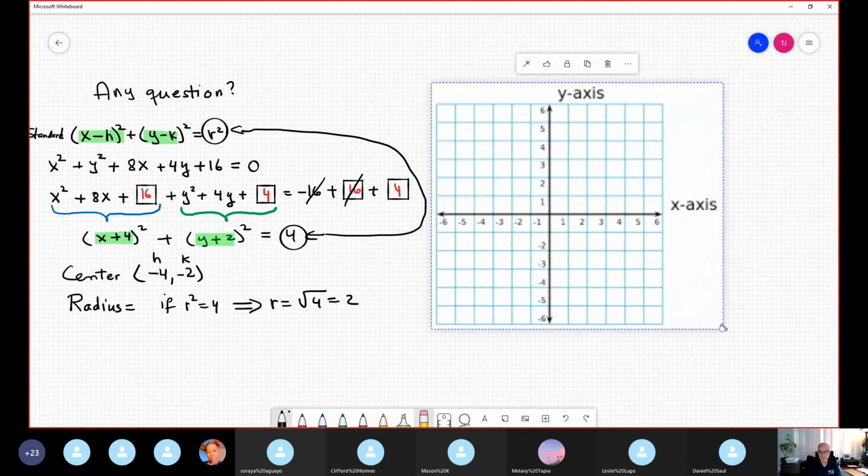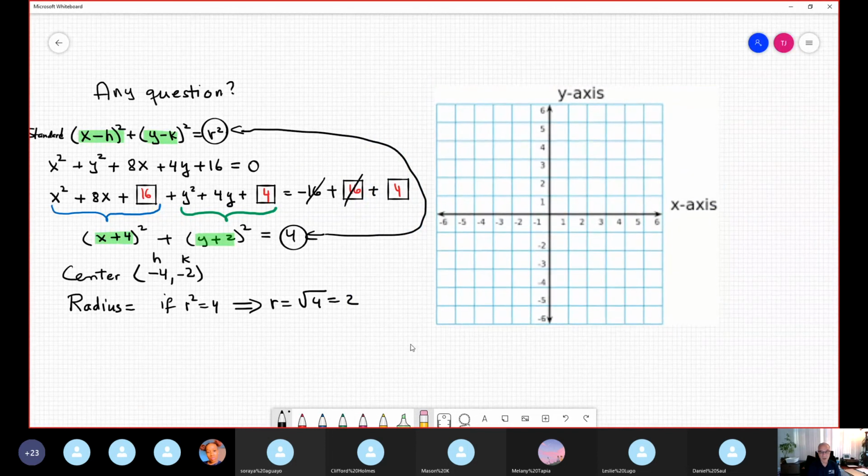Okay, I plot the center. The center is located at the point -4, -2. -4, negative, over there. And the radius is 2. 2 in any direction. To up, to down, to right, to left. So, here, that point, that point, that point, and that point. Do you see that?